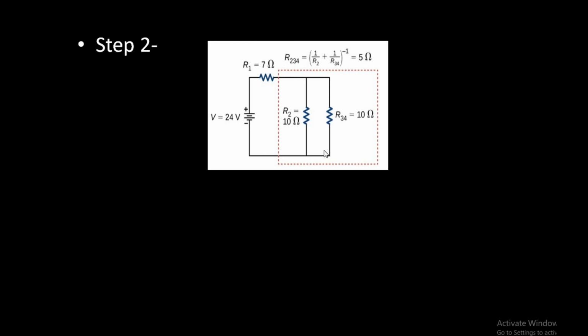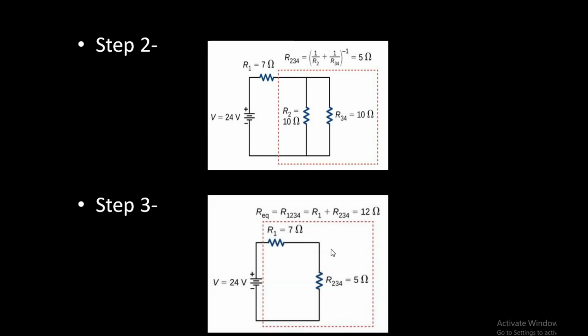Okay. Now here we can see that R2 and R34 are in a parallel combination. So in a parallel combination the formula is 1 upon R equivalent equals to 1 upon R1 plus 1 upon R2, and here the formula becomes 1 upon R234 equals to 1 upon R2 plus 1 upon R34, and the equivalent resistance is 5 ohm. Clear? And the circuit becomes something like this.